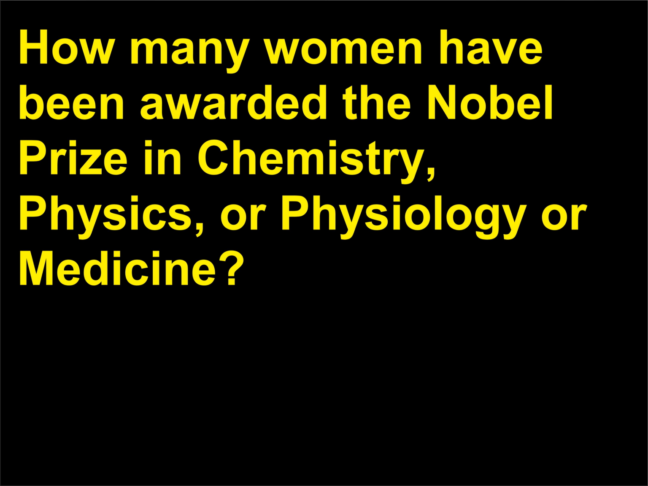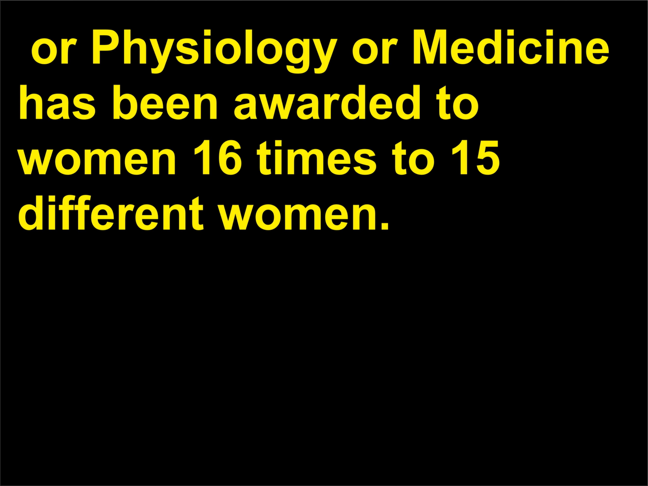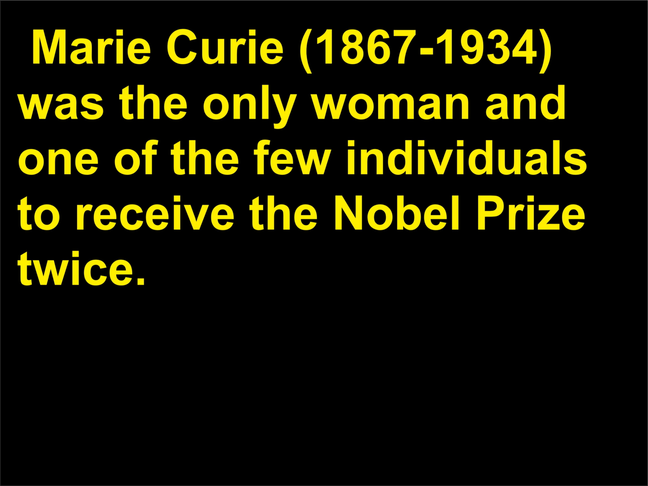How many women have been awarded the Nobel Prize in chemistry, physics, or physiology or medicine? Since 1901, the Nobel Prize in chemistry, physics, or physiology or medicine has been awarded to women 16 times to 15 different women. Marie Curie, 1867–1934, was the only woman and one of the few individuals to receive the Nobel Prize twice.